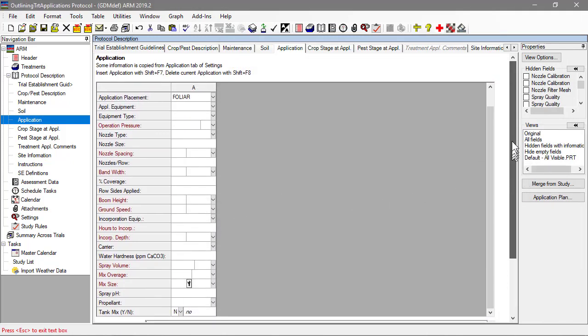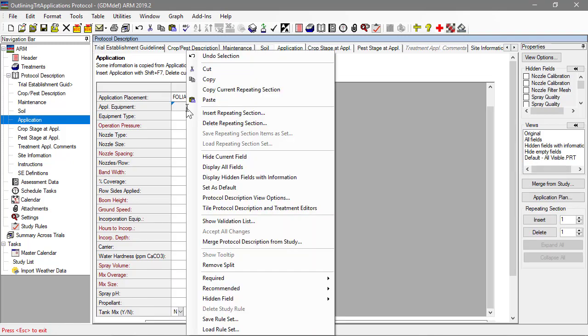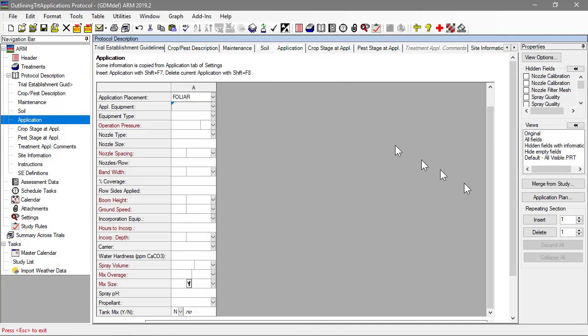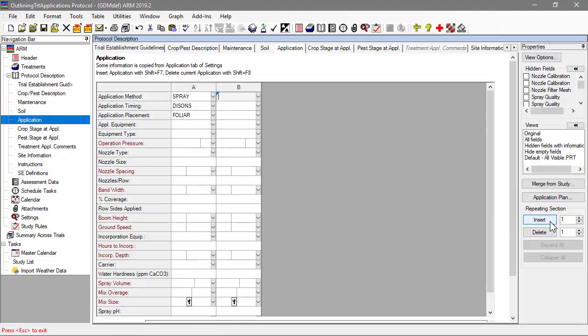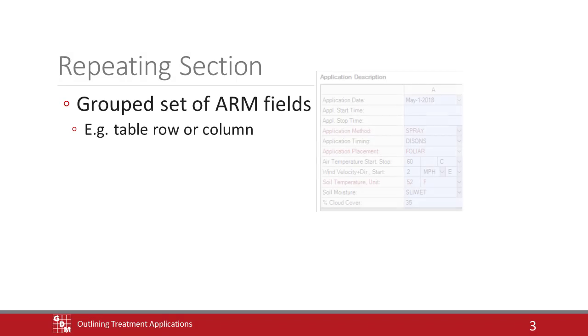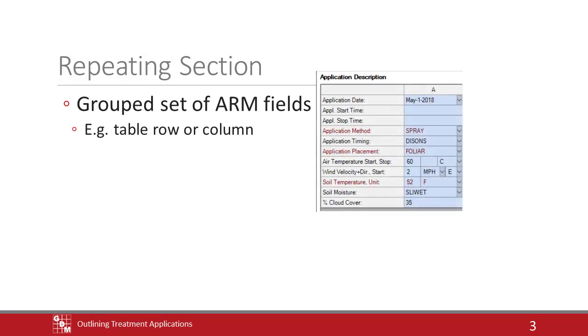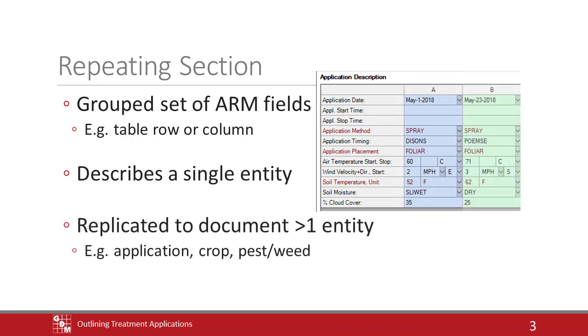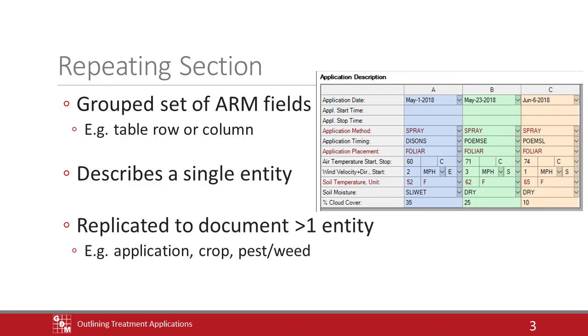To add a second planned application, either use the right-click menu or the Properties panel to insert a repeating section. A repeating section is a grouped set of fields in ARM, often in a table, row, or column, that describe a single entity. This group can be replicated in order to document more than one such entity, like an application on this tab, or describing multiple crops or pests under study.